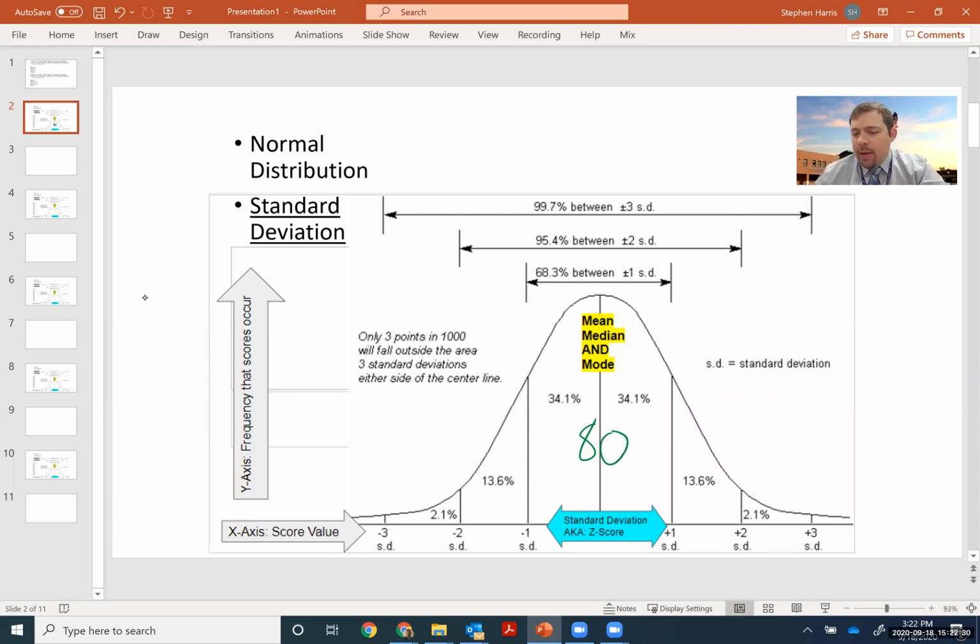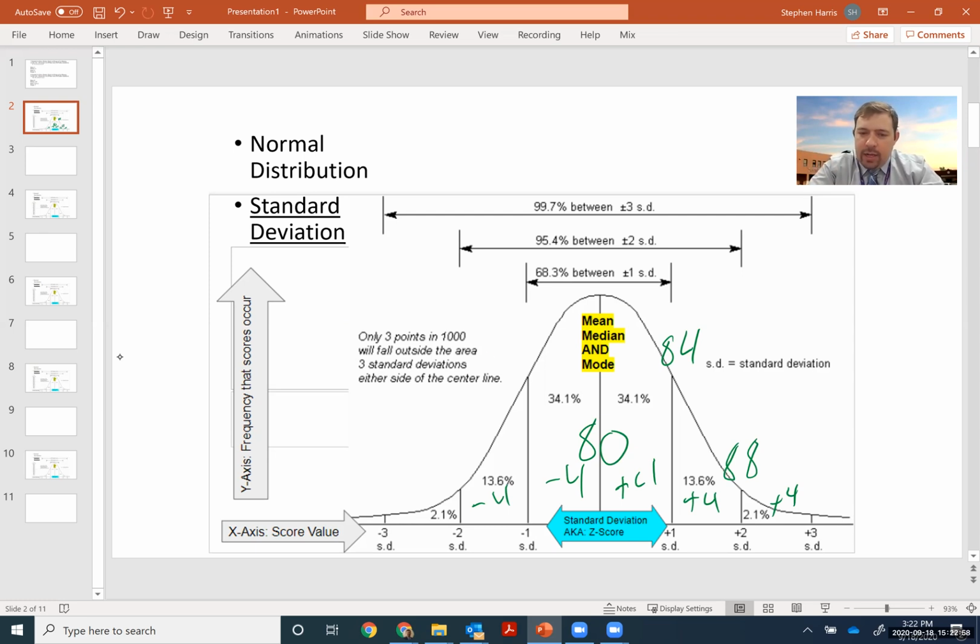The center line represents 80, and now it tells us that the standard deviation equals 4. That means each time we see one of these lines, we're either going to add 4 or subtract 4. So we add 4, we add 4, we add 4, and on this side, we subtract 4. What we should end up with here is, if you are at a standard deviation of +1, your score is an 84. If you're at a standard deviation of +2, your score is an 88.